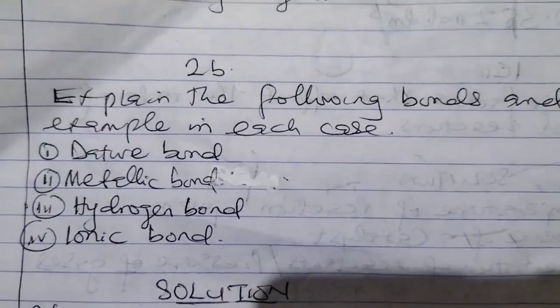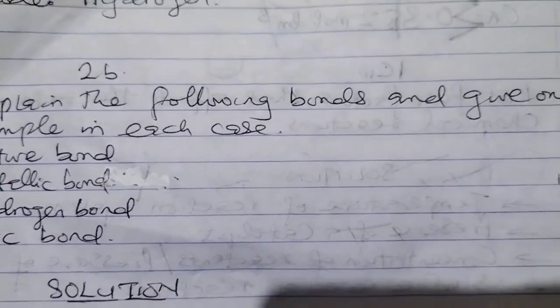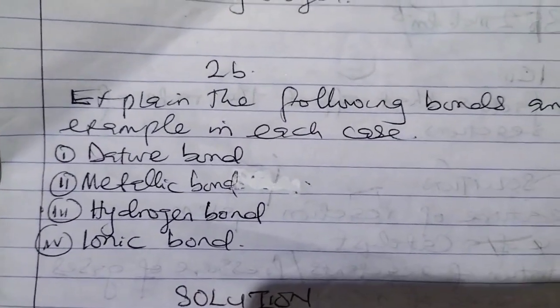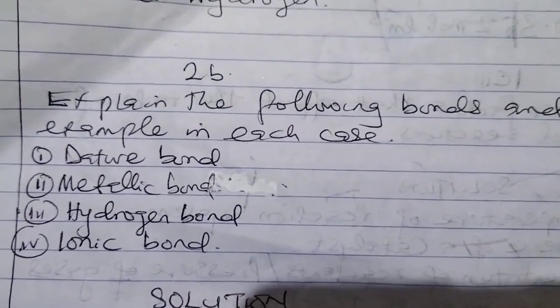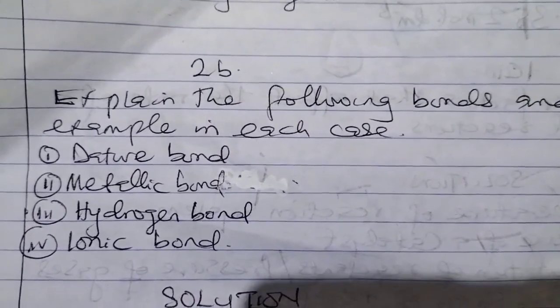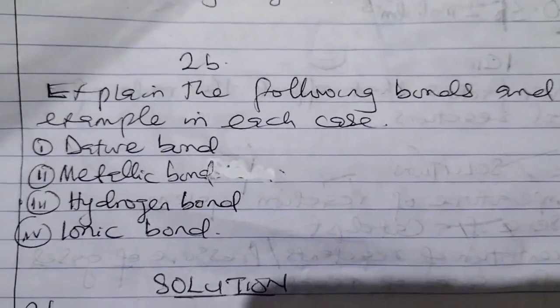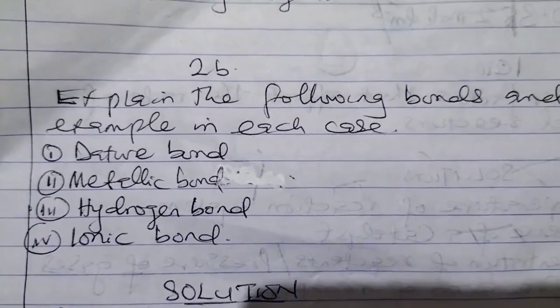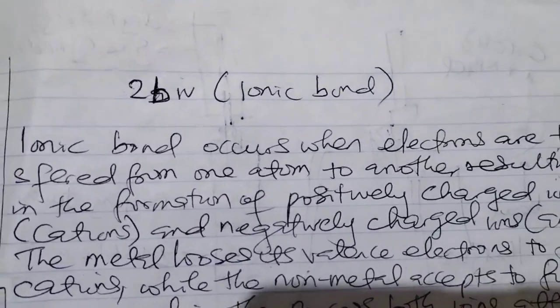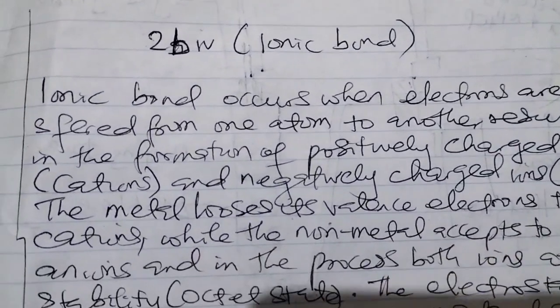In question 2b, we are to explain the following bonds and give one example in each case. We have answered this question before, but there was an omission. We have answered dative bonding, metallic bonding, hydrogen bonding, but we omitted ionic bonding. So we're going to do that of ionic bond now. So here we go. Ionic bond, 2b IV.